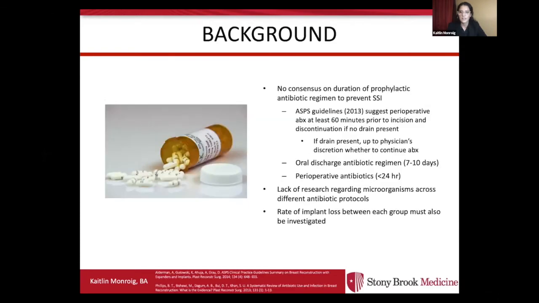Currently, there is no consensus on the appropriate prophylactic antibiotic duration to prevent surgical site infection in these patients. ASPS's guidelines were last updated in 2013, which dictate perioperative antibiotics at least 60 minutes prior to incision time and discontinuation after the perioperative period if no drain is present. However, they leave it to the physician's discretion if drains are present to continue antibiotics or not, which typically is an oral discharge antibiotic regimen for 7 to 10 days or until drain removal.